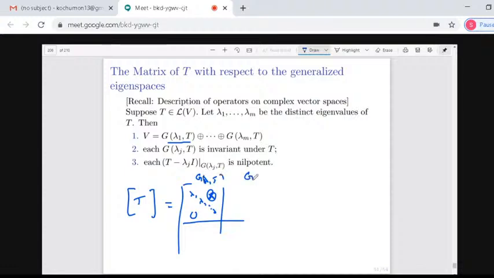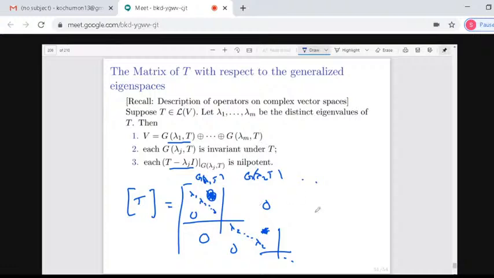Now take the G lambda 2 T part. Here again we have lambda 2 on the diagonal, up to the dimension, and there is something here, 0, 0, 0. Again you do the same thing. This part is nothing but T minus lambda 1 restricted to G lambda 1 T. This part is T minus lambda 2 restricted to G lambda 2 T. So this is a nilpotent operator.